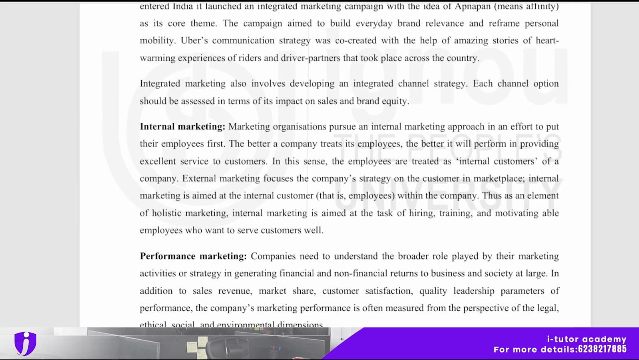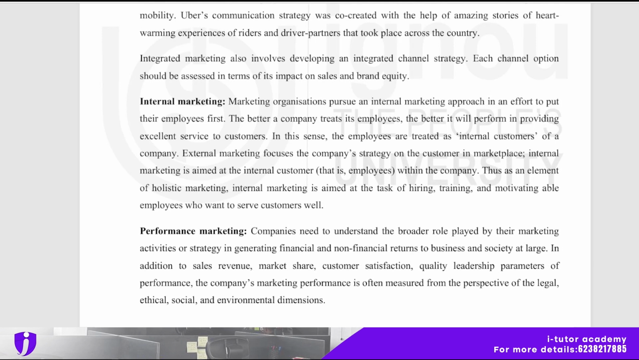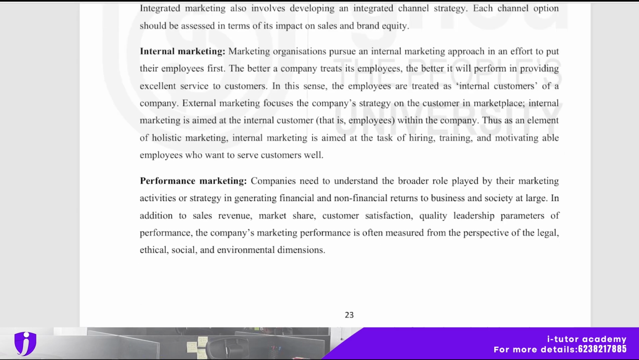Next is internal marketing. Marketing organizations pursue an internal marketing approach in an effort to put their employees first. The better a company treats its employees, the better it will perform in providing excellent service to customers. In this sense, the employees are treated as internal customers of a company. External marketing focuses the company's strategy on the customer in the marketplace. Internal marketing is aimed at the internal customer within the company. It is an element of holistic marketing. Internal marketing is aimed at the task of hiring, training, and motivating able employees who want to serve customers well.